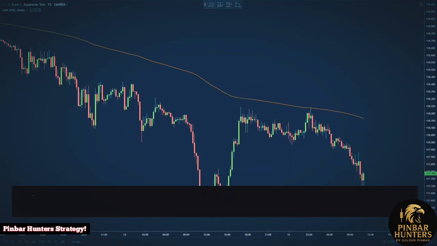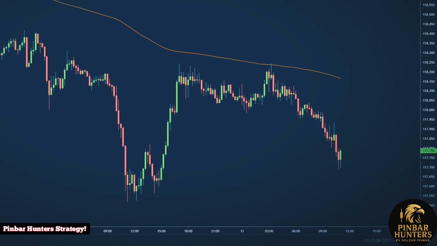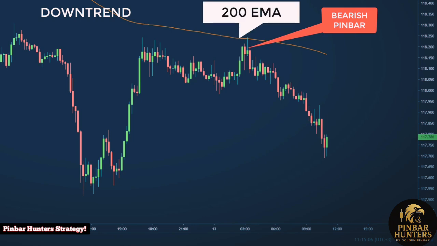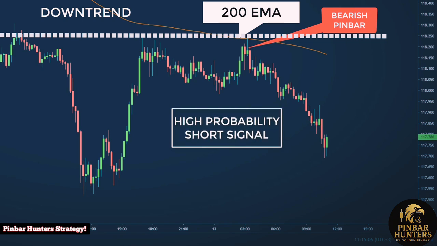The more confluence you can combine with a pin bar signal, the higher its accuracy becomes. In this example, we are looking at a bearish pin bar sell signal that formed in the context of a downtrending market and formed at the confluent area in the market. The confluence between the dynamic moving average resistance zone, the horizontal resistance, and the downtrend gave a lot of weight to the pin bar signal. When we get well-defined pin bars like this, that have formed at a confluent area or a level in the market like this, it's a very high probability setup.